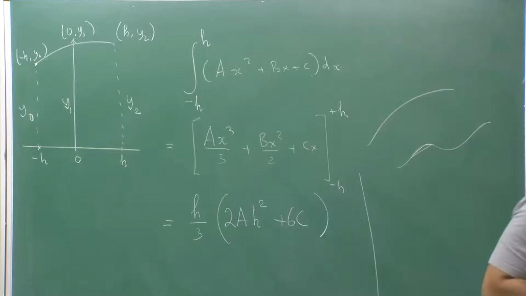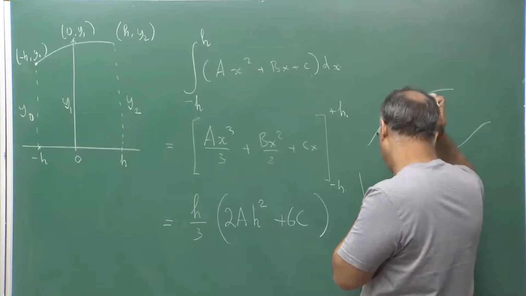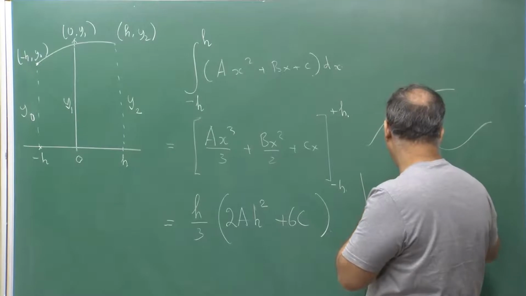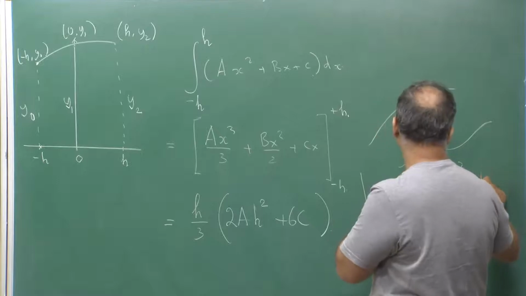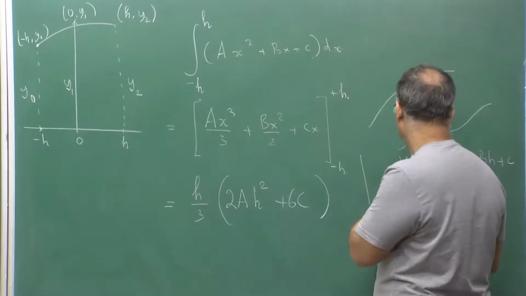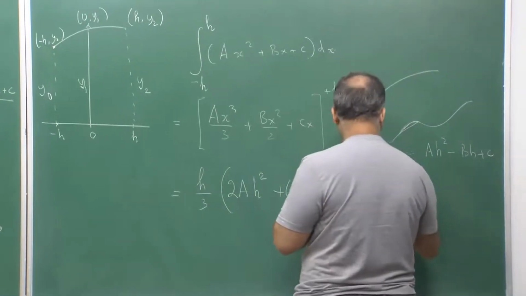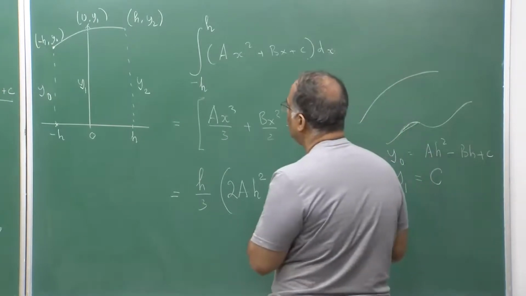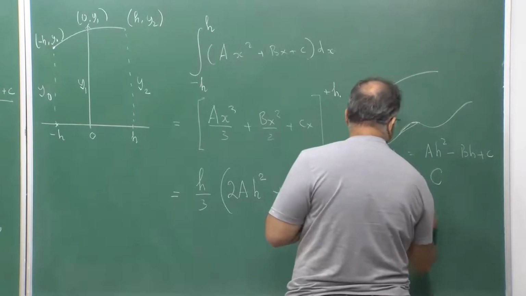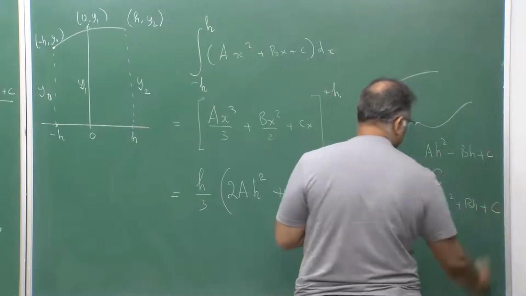Now, you know that it passes through minus h, y0, so y0 is equal to a h square minus bh plus c. Then you know it passes through 0, y1, so you put 0, and y1 is equal to c. Then you know it passes through h, y2. So, y2 is equal to a h square plus bh plus c.